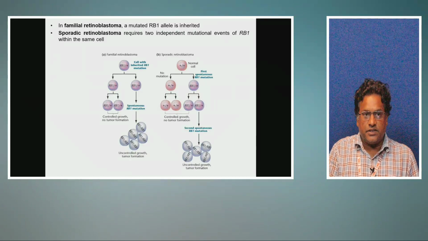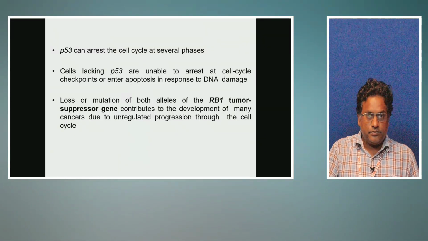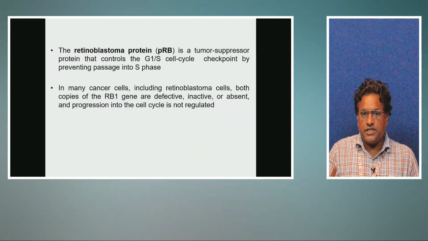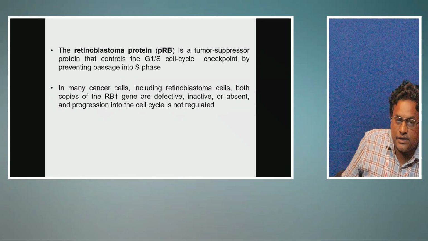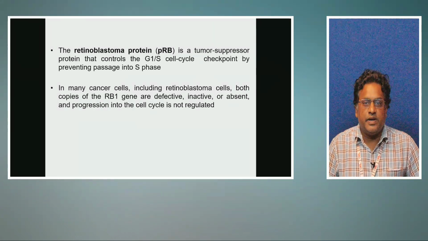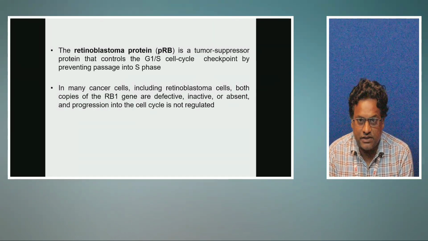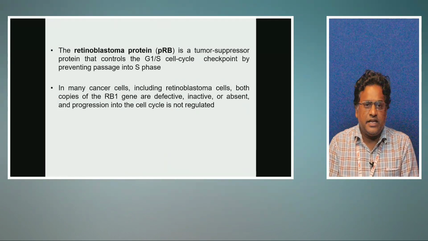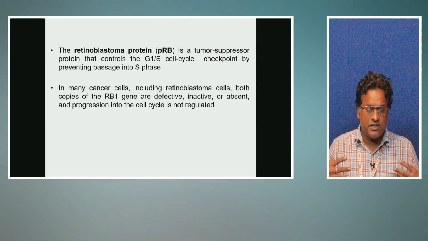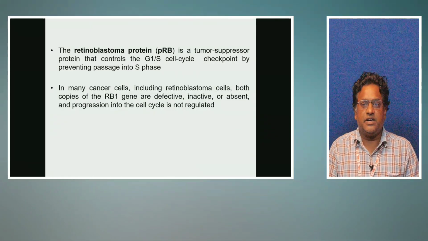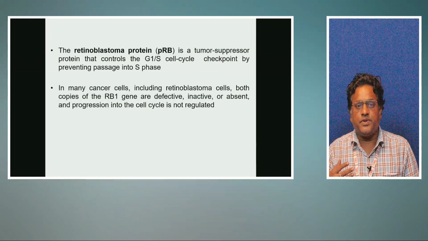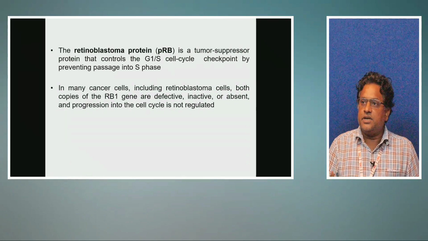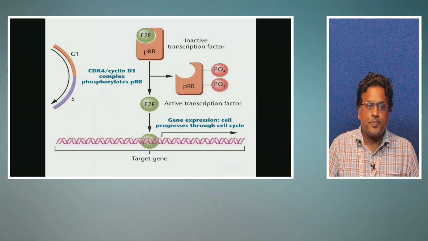Again, you will find another protein, as I was saying, the retinoblastoma RB1 protein. It is a tumor suppressor, like p53. It controls the G1/S cell cycle checkpoint, preventing passage into the S phase. In many cancer cells, including retinoblastoma cells, copies of the RB1 gene are defective, inactive, or absent, which lets the cell cycle progress unregulated.